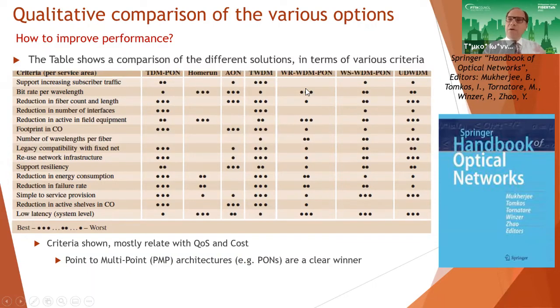And we have to carefully think which is the best choice for the deployment we want to make. Different areas have different characteristics, and there is no one solution that fits all. We always have to be innovative to find the best solution. But certainly point to multi-point architectures like the PONs, the passive optical networks, using splitters in the field is a very good choice and currently the dominant technology.